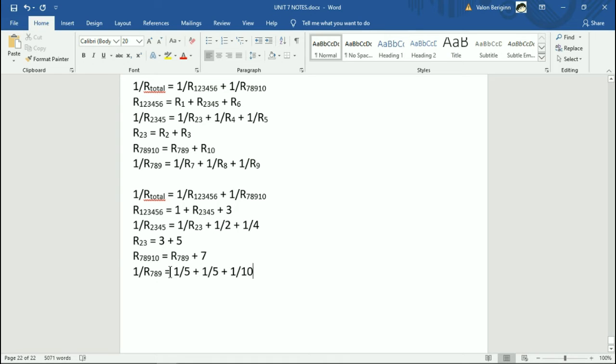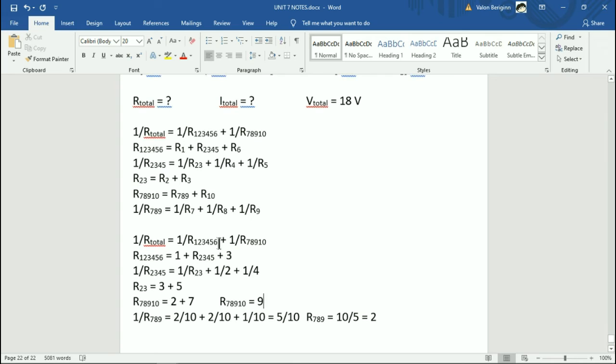We can definitely solve this, right? Because this ends up being 2/10 plus 2/10. So this in total is going to equal 5/10. So, therefore, 1 over R789 is 5/10, so this would be 10/5 equals 2. Okay, so R789 equals 2. I'll plug that in here. 2. Okay, well, it's pretty easy to say then that therefore R7910 equals 9. Okay, and you can plug that in now here.